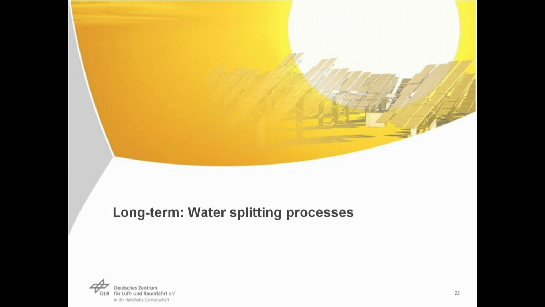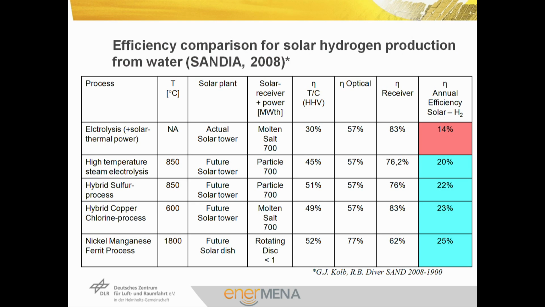Coming now to the long-term processes, in this we would like to avoid the carbon from the beginning. So we take as a resource water, which we split into hydrogen and oxygen. Here you see as a comparison why it is so interesting to use solar thermochemistry for these processes. Our colleagues from the SANDIA National Lab in the US have compared the production of solar thermal power and the electrolysis run by it with a conventional electrolyzer with these solar thermochemical processes. And as you can see, the annual efficiency for the solar thermal power plus electrolysis is about 14%, whereas the high temperature processes range between 20 and 25%.